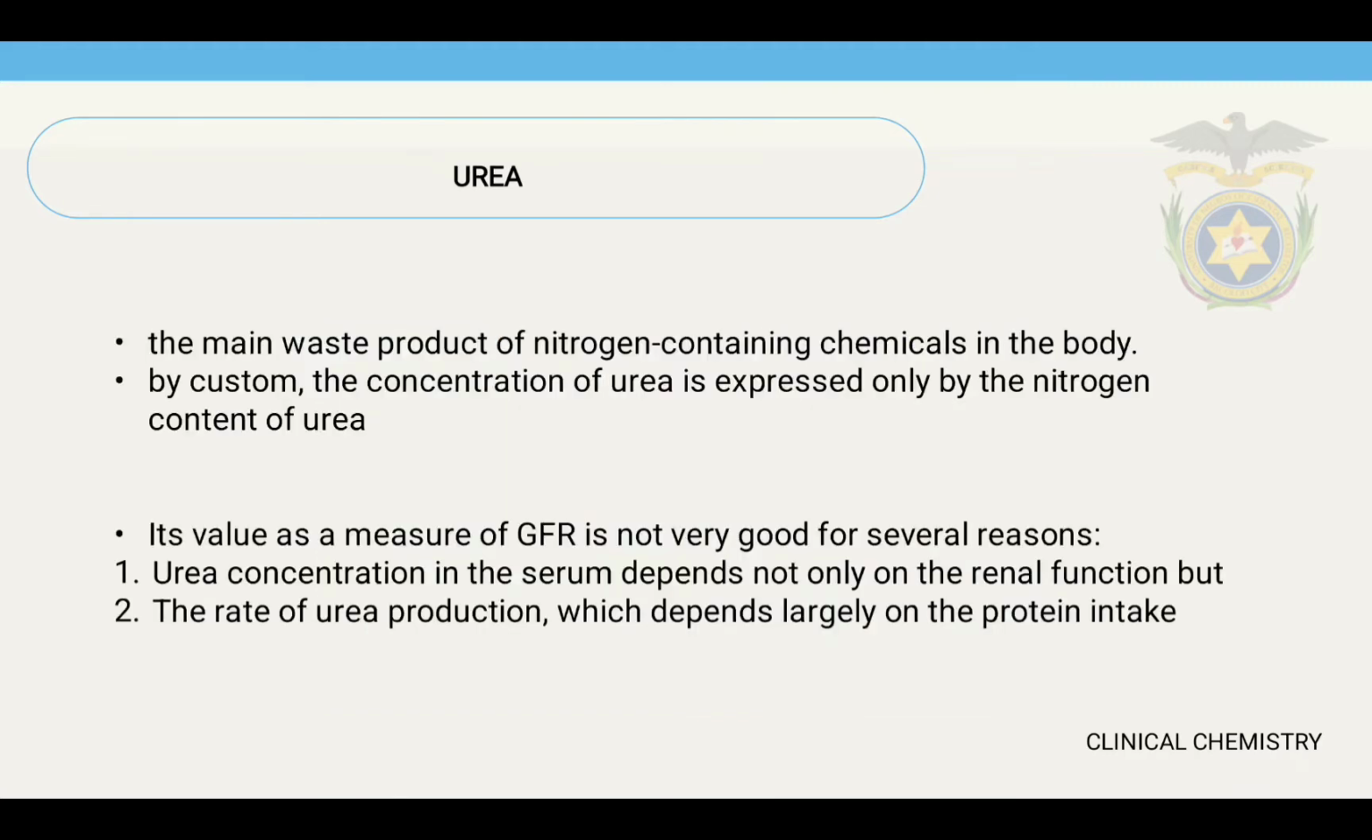So up next is your urea. Urea is the main waste product of nitrogen-containing chemicals in the body. By custom, the concentration of urea is expressed only by the nitrogen content. Its value as a measure of GFR is not very good for several reasons. The first being that urea concentration in the serum depends not only on the renal function, but on the rate of urea production, which is largely dependent on the protein intake.